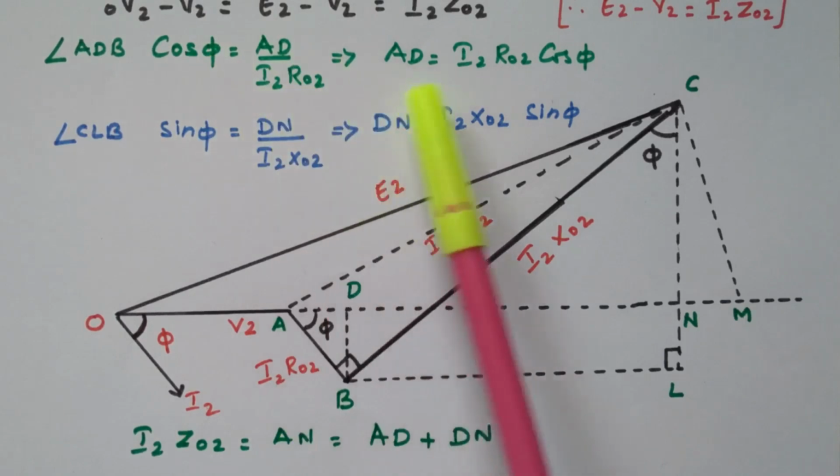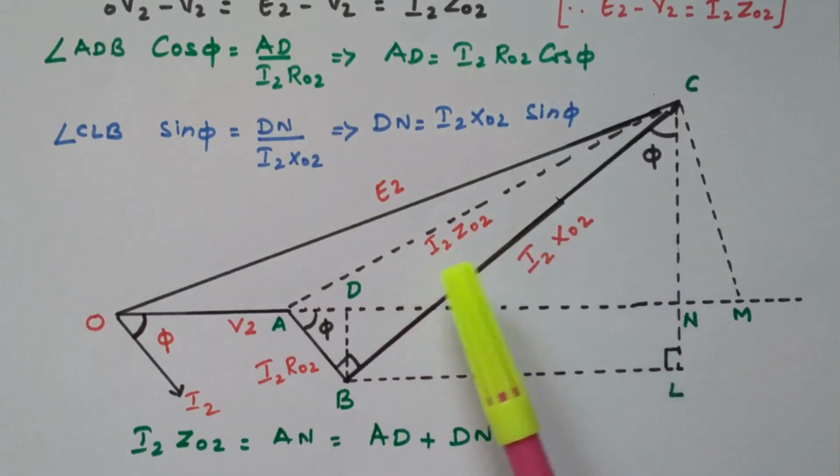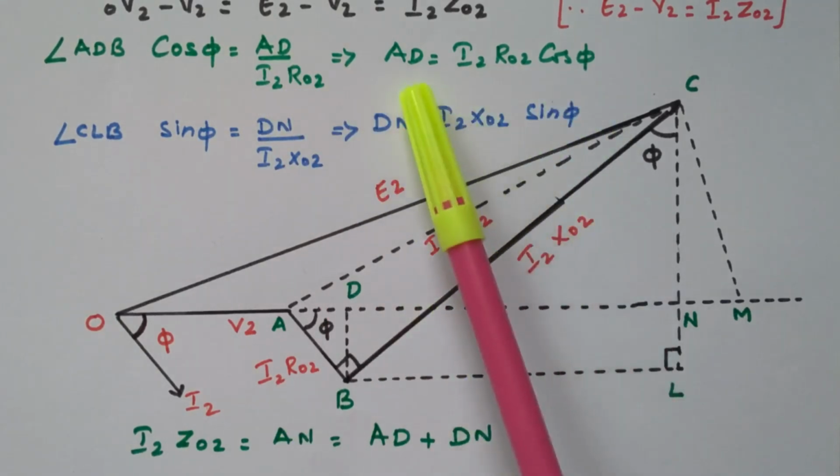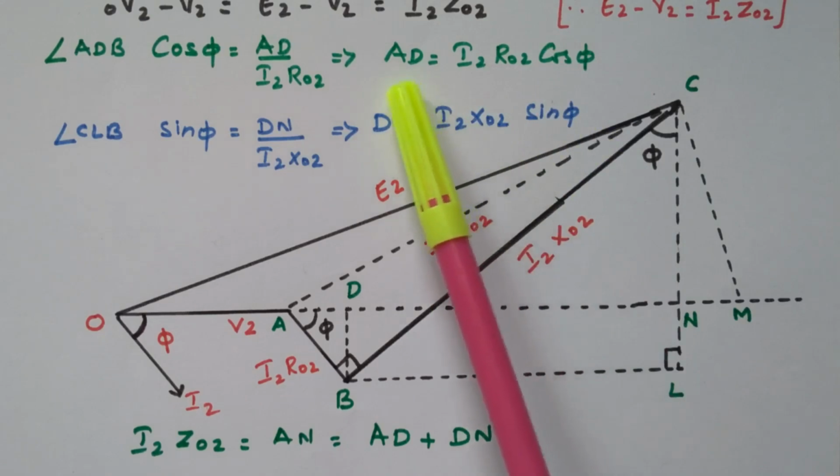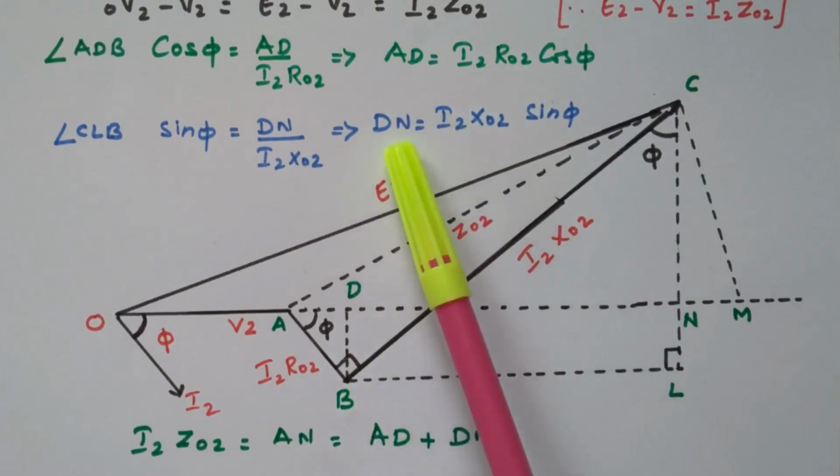So AD equals I2 R02 cos φ. Right, so now we found the expression for AD. Then I will find the DN.